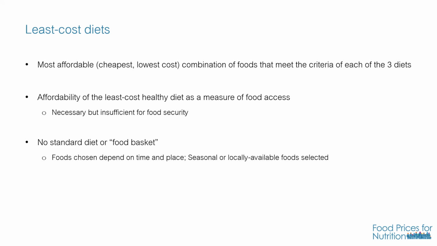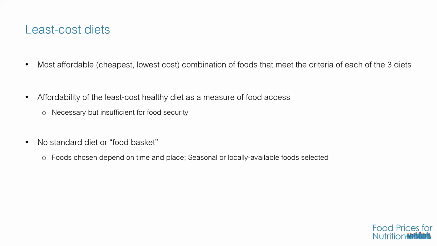But that's the rationale for using least cost diets, as opposed to just the cost of an average diet. Now, I do want to emphasize that there's no standard diet or basket when looking at least cost diets. Depending on the time period and the spatial disaggregation of the data that you have, foods are chosen at each time and place. So your diet in January of 2021 might not look the same as the diet that's available in May of 2021, because some foods may be less expensive in each month, and those will be selected into the basket.